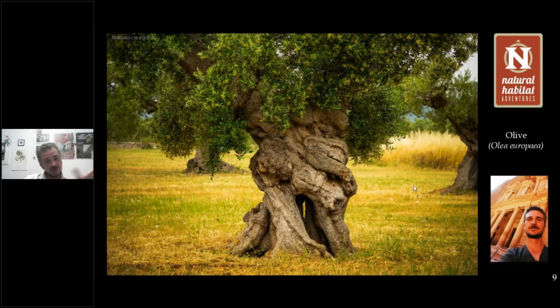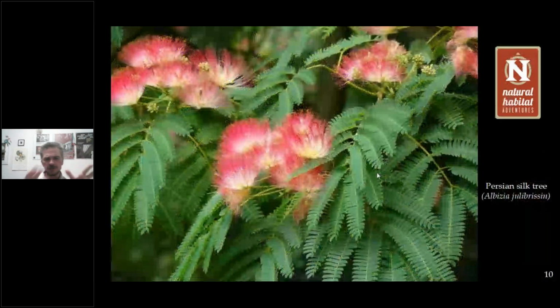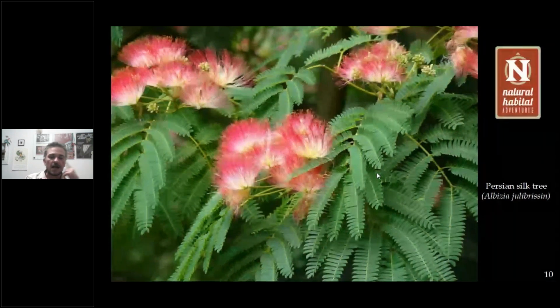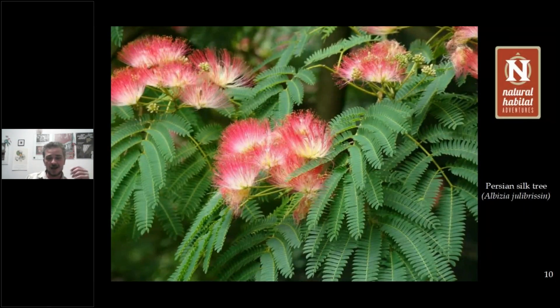Our journey continued towards continental Asia, first crossing the mountainous region of Caucasus, where we find amazing countries such as Armenia, the area of origin of beautiful plants such as the Persian silk tree. The specific epithet Ulybrissin, which we see in the Latin scientific name, is a corruption of the Persian word Guliabrisham, which means silk flower. Beautiful flower, this one.